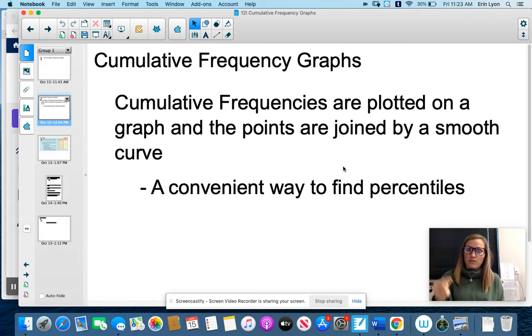It is adding all those frequencies and showing the total amount, but we can use these by plotting them on a graph. And then when we put a curve with it, it is going to be a really easy way for us to find different percentiles, like finding the median, finding your Q1, your Q3, or really even like the 40th percent of the data. It's a really easy way for us to follow the curve.